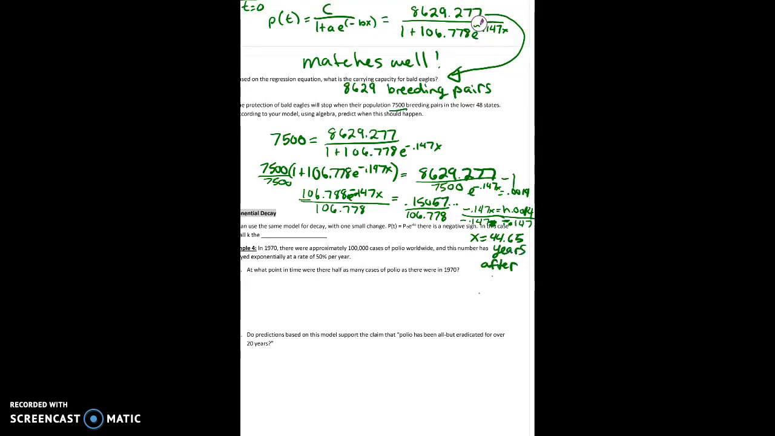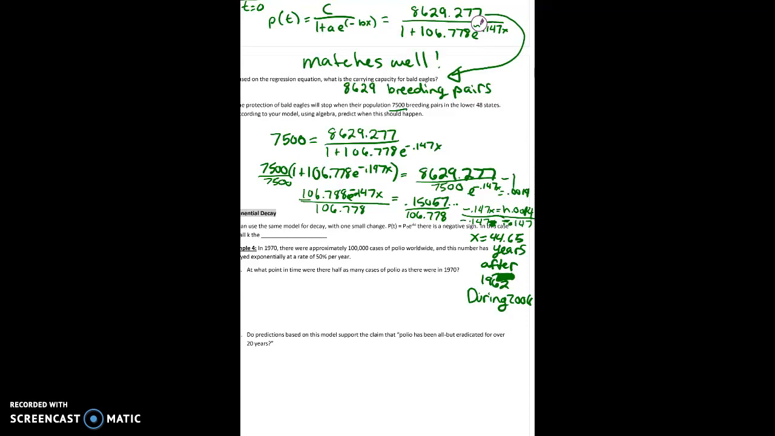after 2000, oh, not 2000, after 1962, because that's when the bald eagle protection started. So 44.65 years after 1962 is during 2006. So during 2006, there were approximately 7,500 breeding pairs of eagles. Once again, sorry I didn't leave you enough room for that.